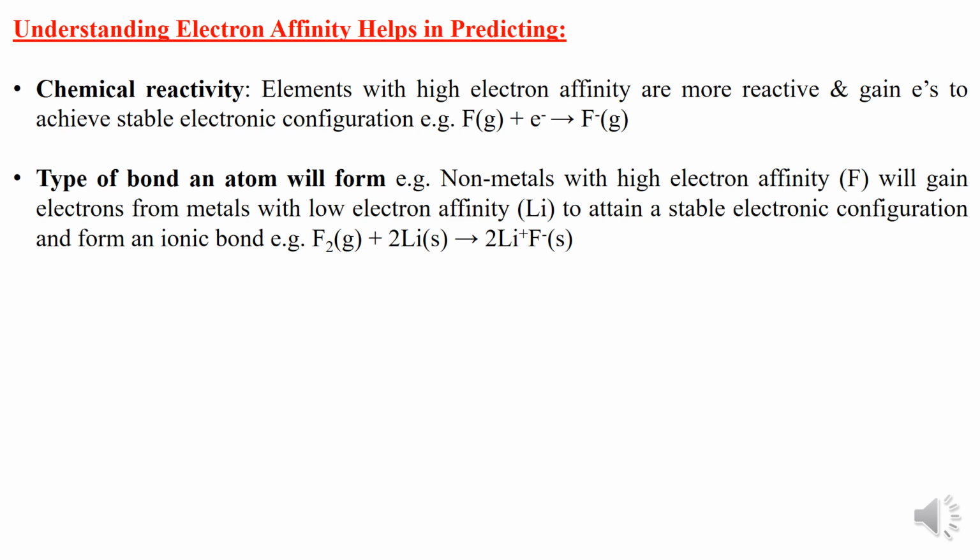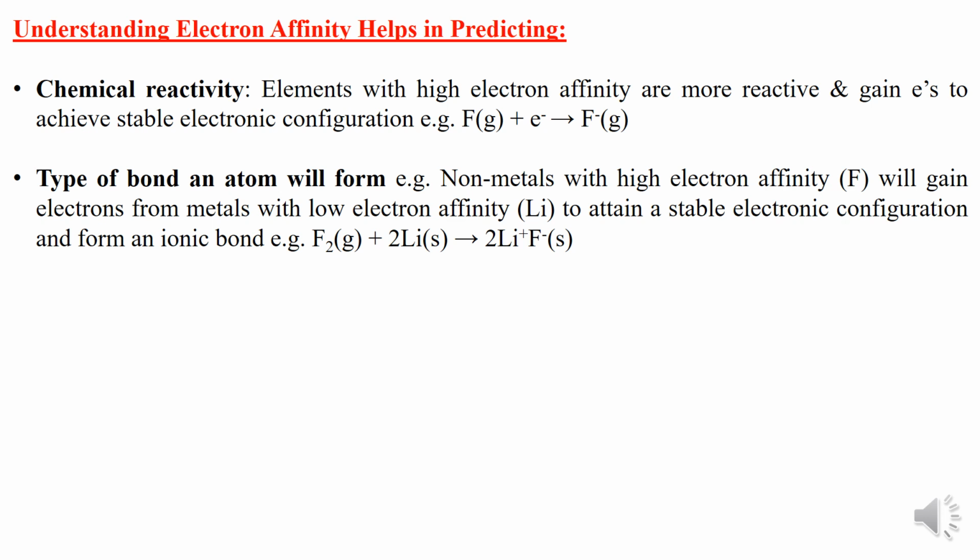And also you can predict the type of bond an atom will form. So non-metals with high electron affinity like fluorine will gain electrons from metals with low electron affinity like lithium to attain a stable electronic configuration. And finally, they form an ionic bond. For example, fluorine reacts with lithium to form lithium fluoride, which is an ionic compound.